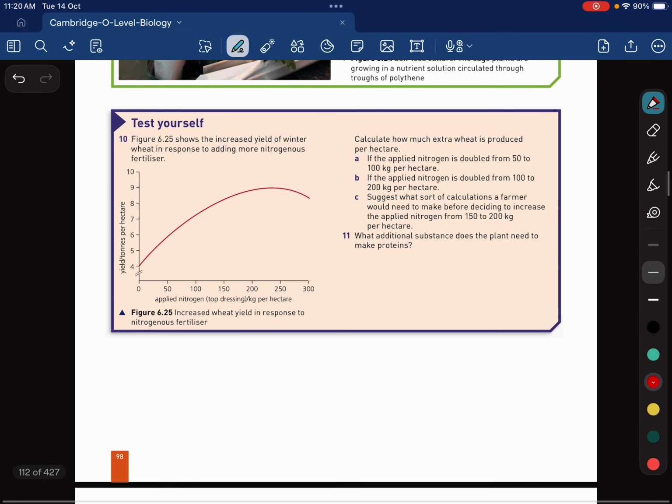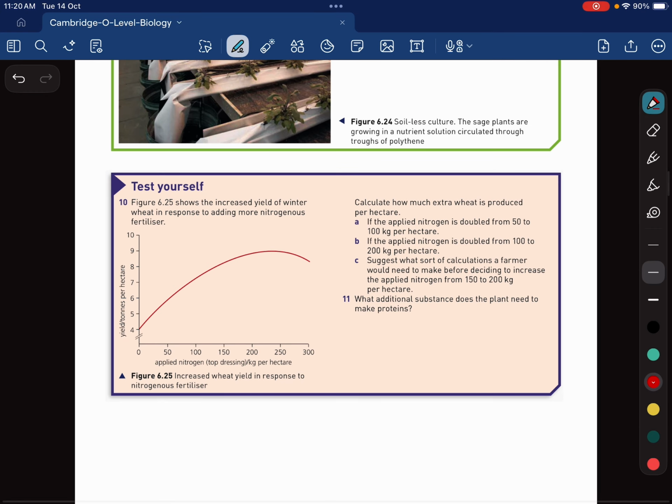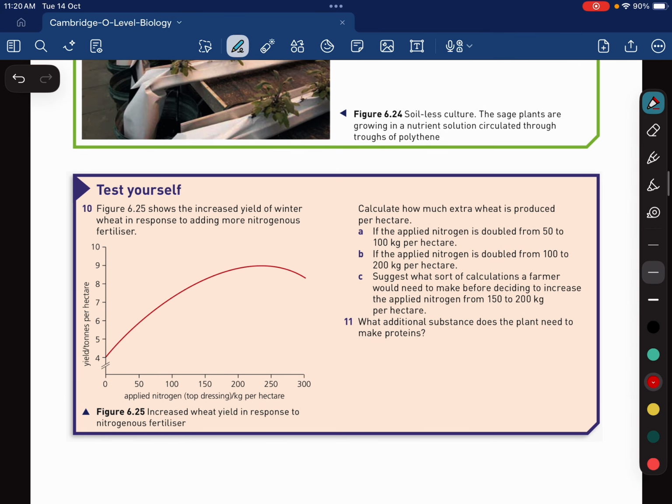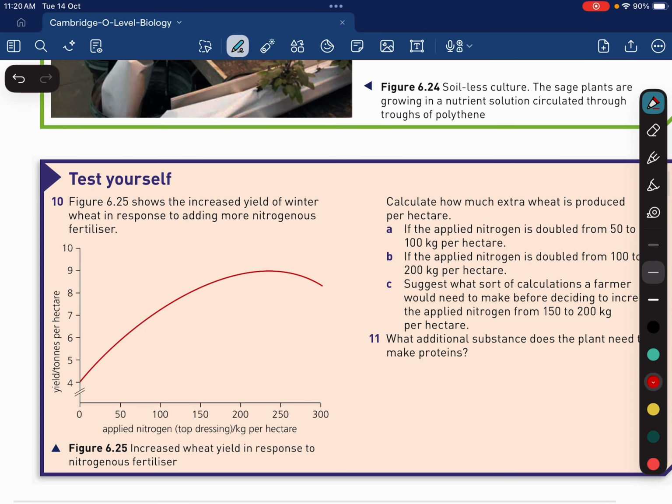Now let me get into a few questions over here. It's not too difficult, but let's just get over it. Okay, test yourself. Figure 6.25 over here, this graph shows increased yield of winter wheat in response to adding more nitrogenous fertilizers. So basically the farmer added more nitrogenous fertilizers in the soil. Of course, as we said, अगर nitrogen कम हो जाता था तो plant की जो growth थी वो stunted हो जाती थी. It didn't used to grow as it should have.